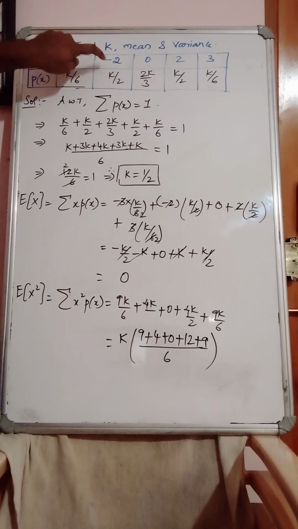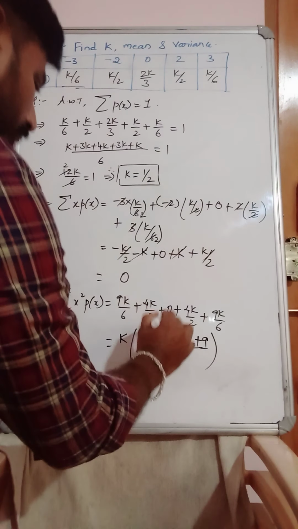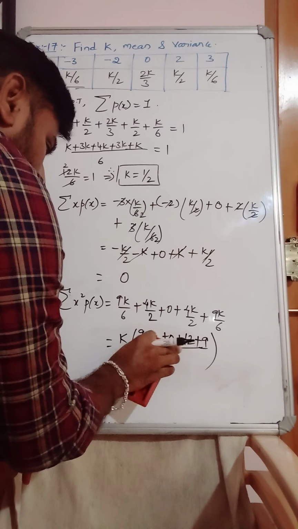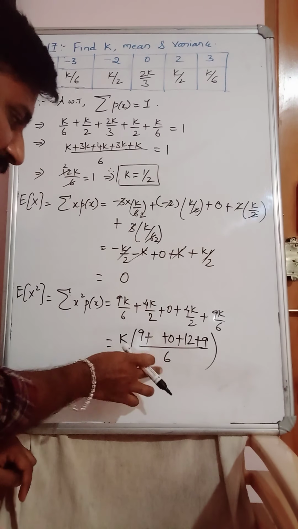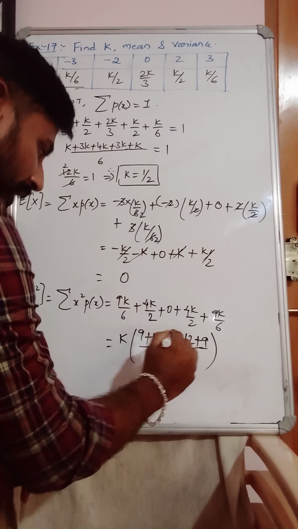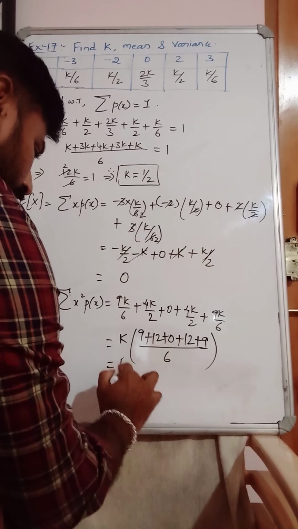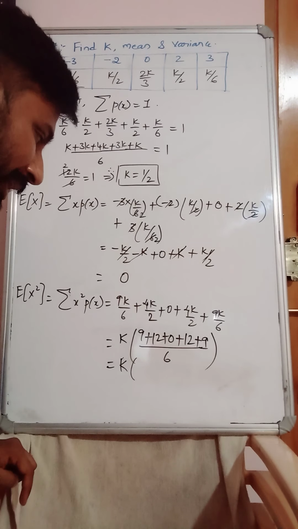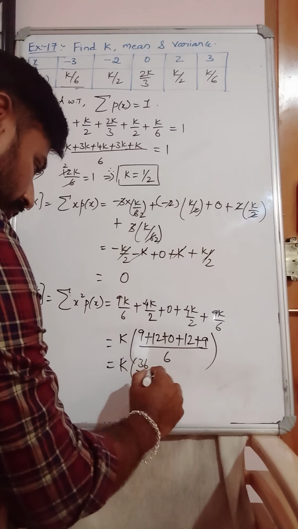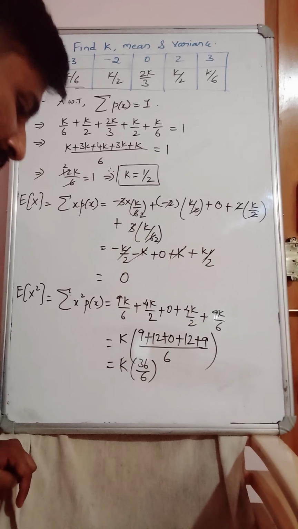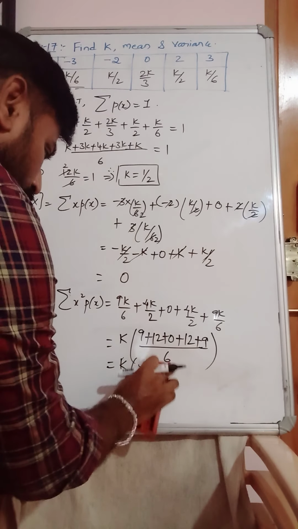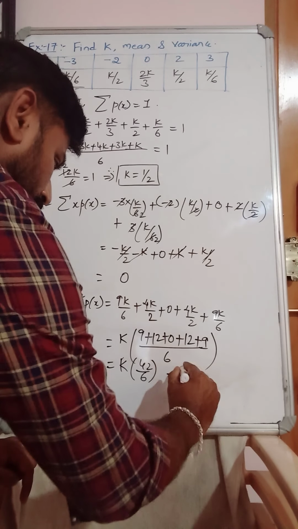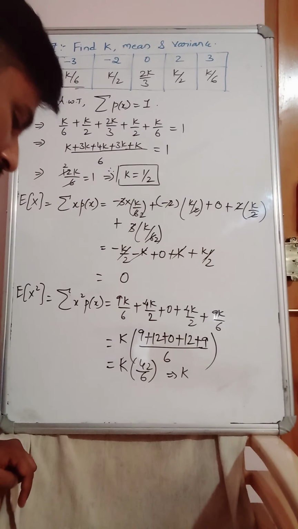Here how much? 2 square? 4k by 2. Sorry guys, 4k by 2 here. 4k by 2 means this will become 2, 3 times. 3 fours are 12. This also 12. That equals k into 12 plus 12, 24. 24 plus 18, it is 42. That equals k.